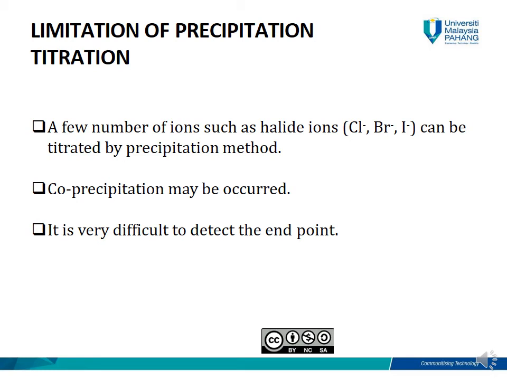Now we go to the limitations of precipitation titration. The first one is that only a few ions, such as halide ions, can be titrated by the precipitation method. Other than that, it is not practicable and not suitable to be used. That is the most common problem that we encounter when we try to use precipitation titration.